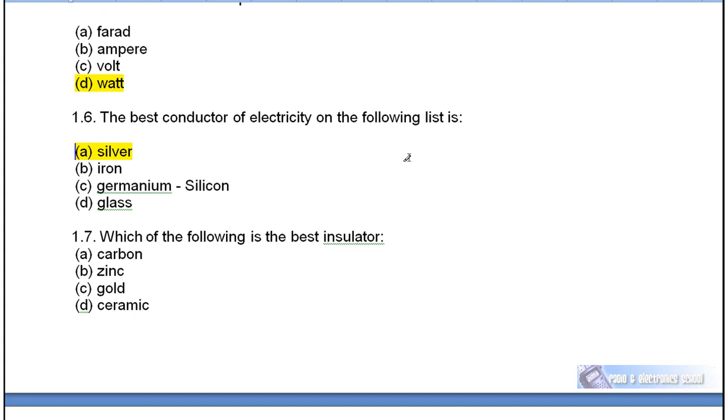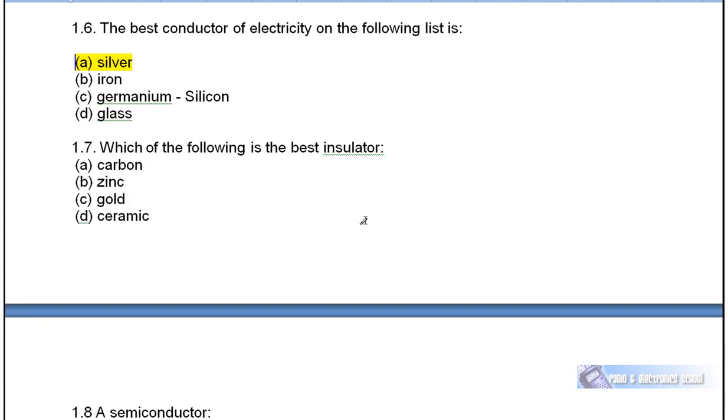So silver is a better conductor than all of those. Copper is a better conductor than iron. Aluminium is a better conductor than iron. But the other two, germanium and glass: one's a semiconductor and glass is an extremely good insulator.